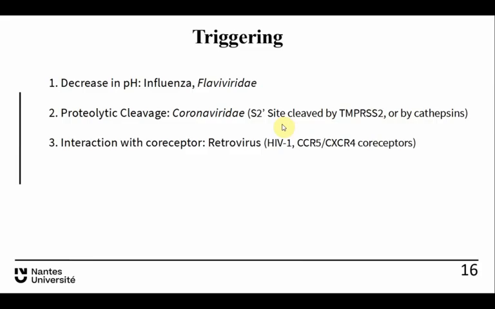The other thing that can cause triggering is interaction with a co-receptor, and that's true for retroviruses. HIV-1 binding is to CD4, and triggering is by the interaction of gp120 with a co-receptor, the chemokine receptor CCR5 or CXCR4. So those are the three triggers we know, and because nothing in biology is simple, you can have viruses that require a combination of more than one of these three factors.